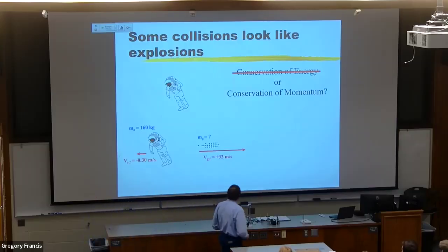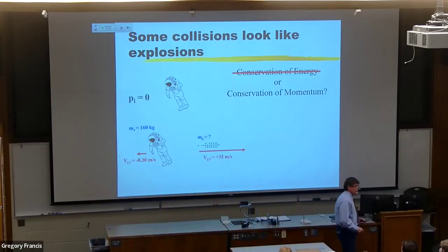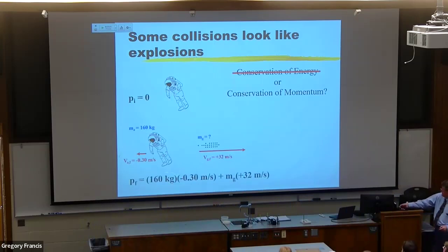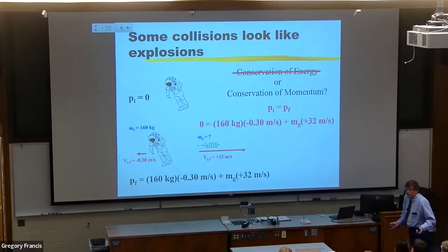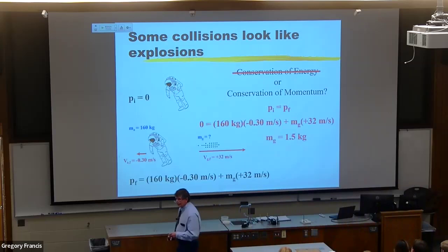If I look at the momentum before he pushes the button, that's zero. The momentum after he pushes the button, I can write like this. There's the momentum of the astronaut, and there's the momentum of the gas. And again, because it's a vector, I have to choose a positive direction and a negative direction. I've chosen right as positive. When I conserve momentum and set the initial equal to the final, I get an equation that turns this into algebra. And when I solve for the mass of the gas, I get 1.5 kilograms.